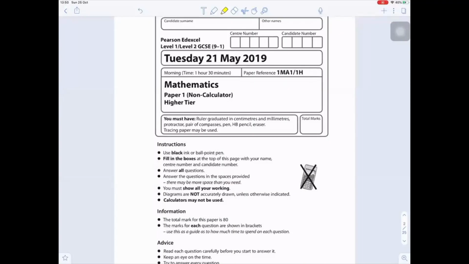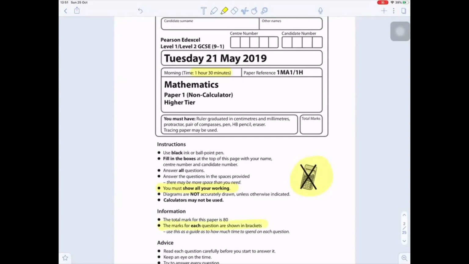Mathematics, Paper 1, higher tier, May 2019. This paper is for 1.5 hours, and some of the instructions that you have to take into consideration before the paper. Paper 1 is non-calculator paper. Calculators are not allowed. You must show all your working.